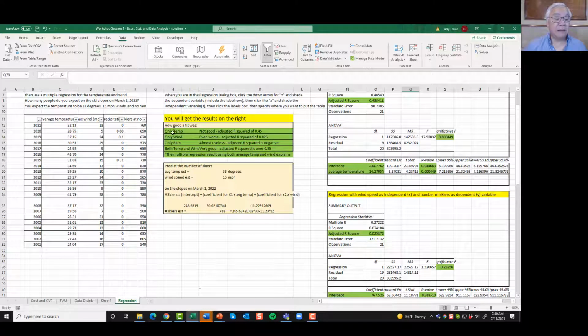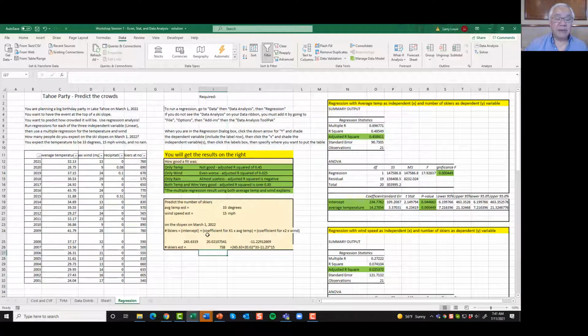So now we're done. We did the regressions, and it seemed like the best by far was the multiple regression with the average temperature and the wind speed. Here with the average temperature of 33 and the expected wind speed of 15, our function is equal to the intercept of 245 plus the number of degrees, 33, times the coefficient. Then add to it the negative coefficient for the wind and multiply it times our expected wind speed, and voila, we have a number. And that number is 738 skiers. All right, so that's it. You may want to look at it on your own to have it sink in.